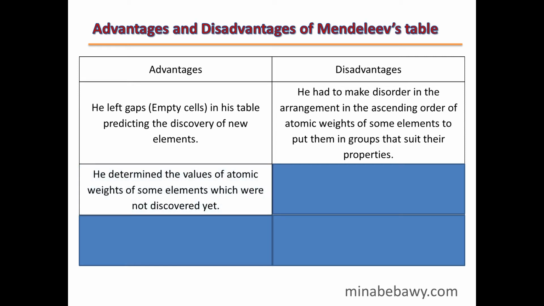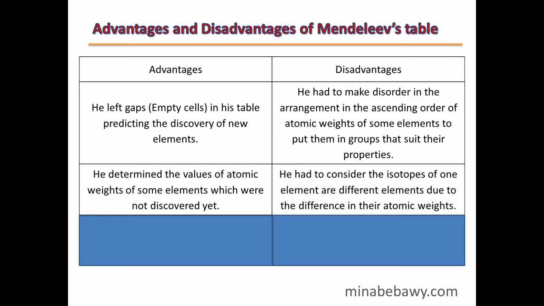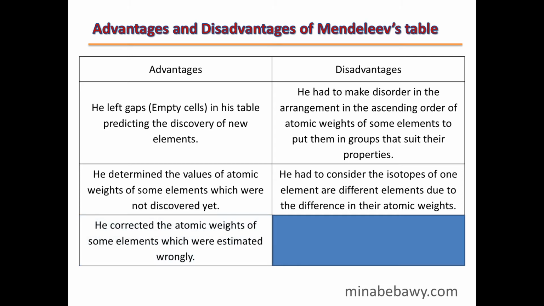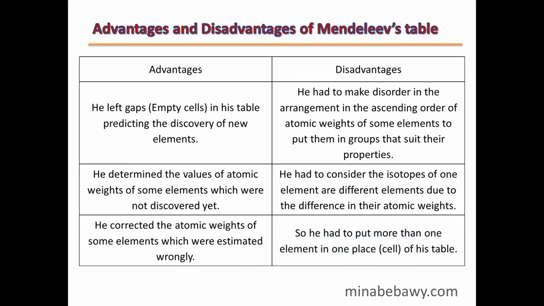Advantages: he determined the values of atomic weights of some elements which were not discovered yet. The final disadvantage: he had to consider the isotopes of one element as different elements due to the difference in their atomic weights. The final advantage is that he corrected the atomic weights of some elements which were estimated or calculated wrongly. Because Mendeleev thought that isotopes of the same element are different elements, he had to put more than one element in the same cell or in the same place in his table.